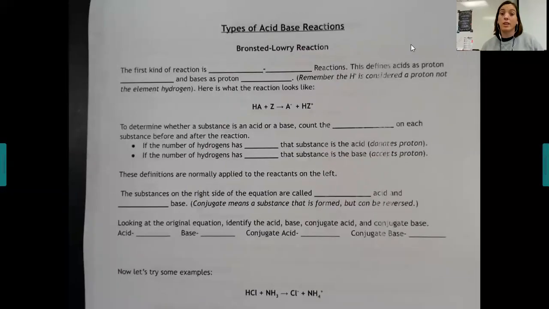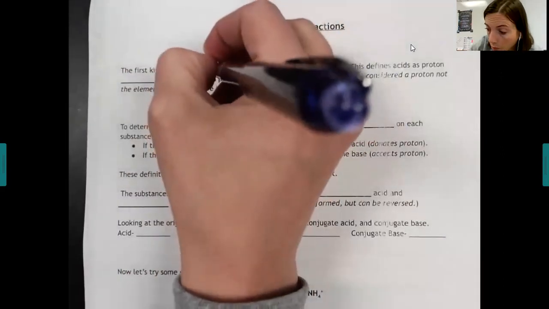Hey guys, so today we're talking about the different types of acid-base reactions. Yesterday you got the introduction, the feel of the pH scale and what all that means. Today we're going to talk about the two different types. The first one is the Bronsted-Lowry reaction.